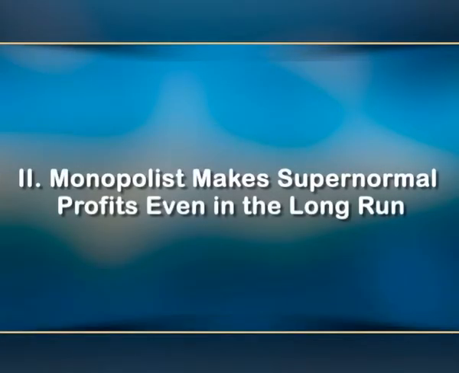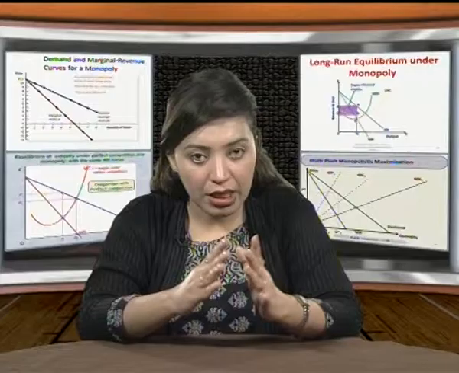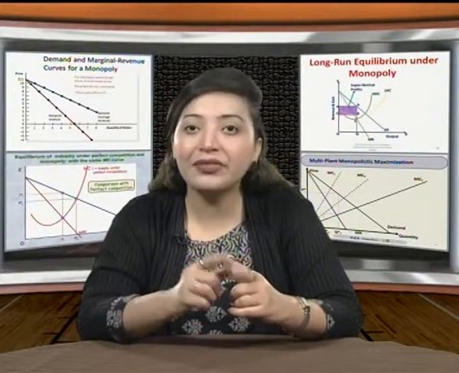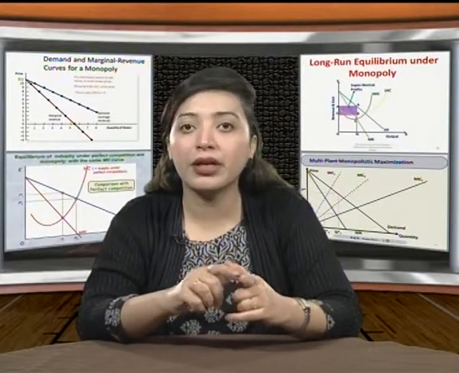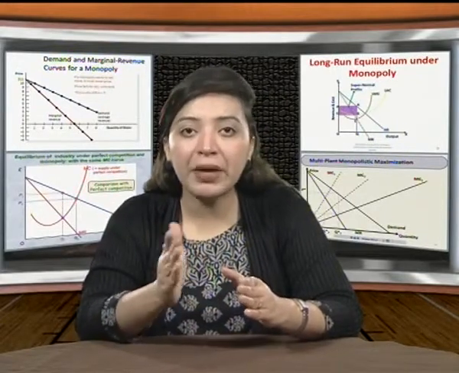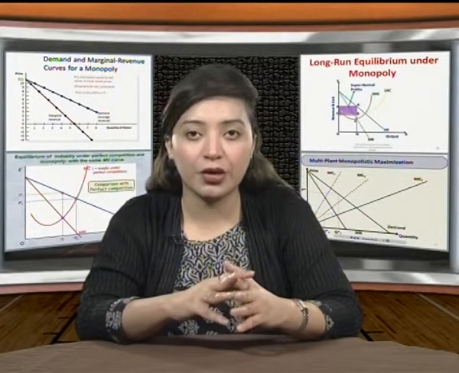Second, the monopolist makes supernormal profits even in the long run. The second important difference between the two is that while the perfectly competitive firm in the long run is able to make only normal profits, a monopolist can make supernormal profits even in the long run.